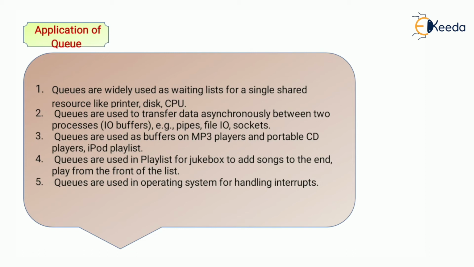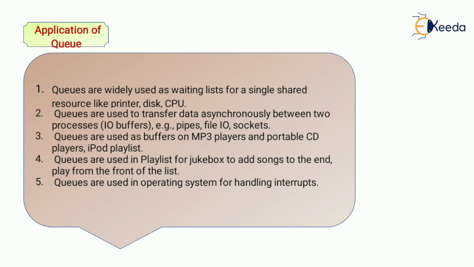Queues are used in the playlist of a jukebox to add songs to the end and play from the front of the list. In a jukebox there are songs from the same theme or the same movie. To create that type of sorting and list by using different techniques of queue, we can implement the jukebox also.